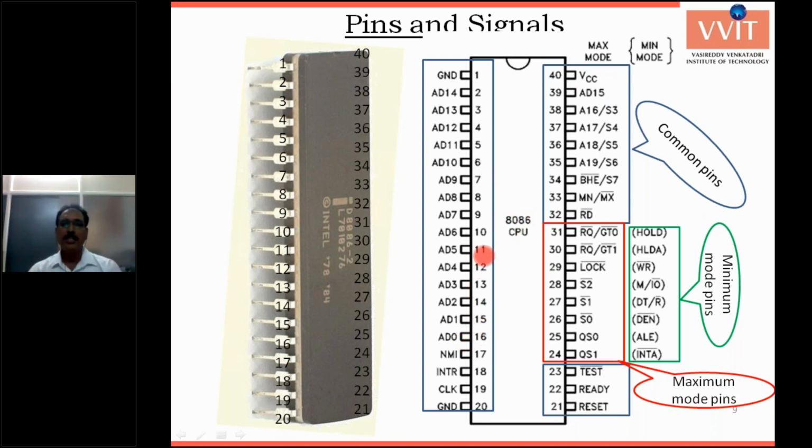Again, pin number 16 in descending order up to pin number 2 are AD0 to AD14, and pin number 39 is AD15. These 16 pins are used for dual purpose. They carry the address and also carry the data D0 to D15. Pin numbers 35 to 38 are the higher order address lines, A16 to A19.